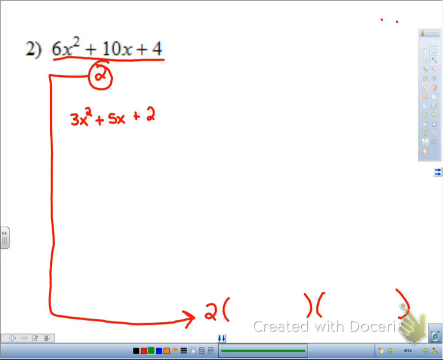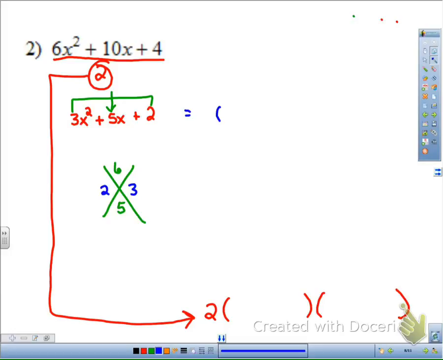Okay, now I'm ready for my x. A times c, that's 6. Put my b down, that's 5. And I'm going to write it out. See, for this particular one, my magic numbers are 2 and 3.